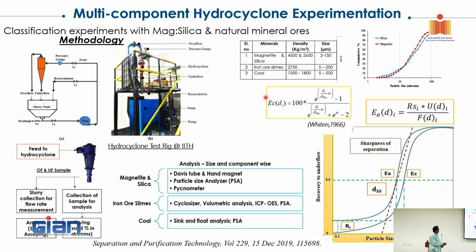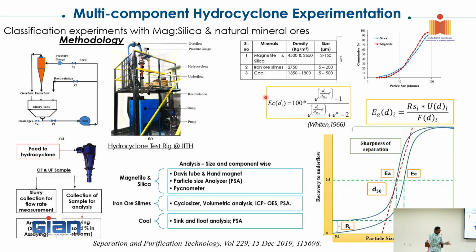And then in that, I think the way we do it, once you feed the component mixture, you get an overflow and underflow, and you collect all of this. Basically, it is a standard practice of classification experiments, and you get products, dry them up, and measure the size distribution and also the component separation. And once you get it, you try to estimate how these variations will be.